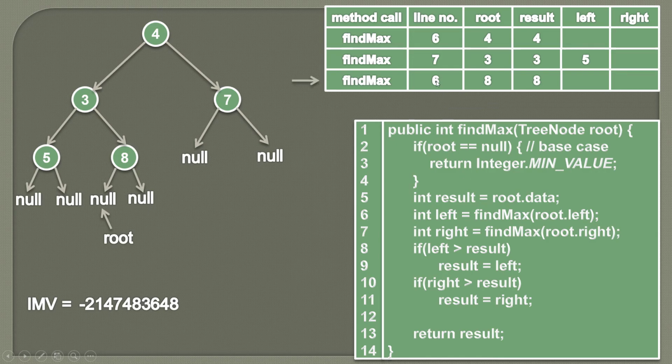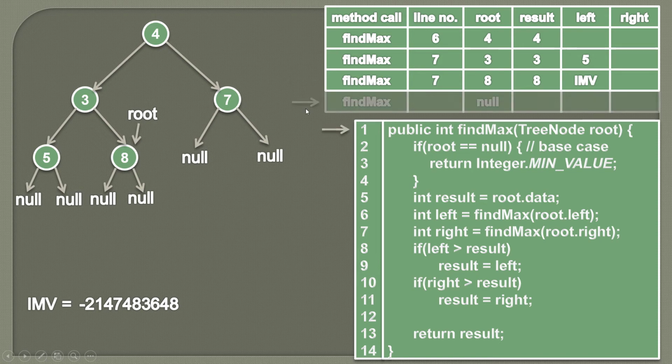We'll start execution from line number 6, where root will now point to 8. And the integer's minimum value, which was returned from this findMax method, will be stored in the left here. And similarly now we'll go to root's right. So we'll update the line number here. So findMax method will be called again with the root as null.